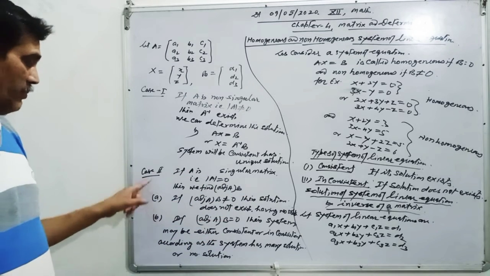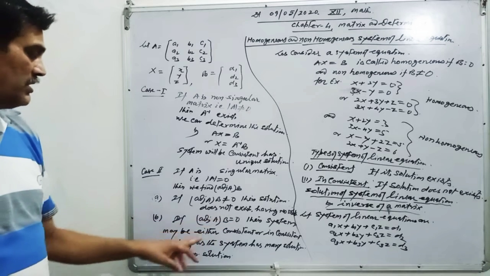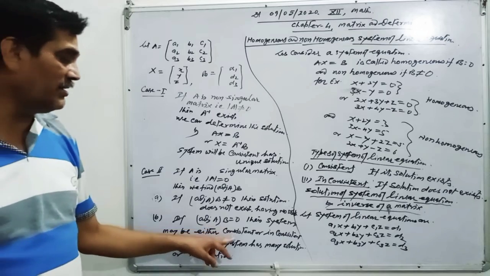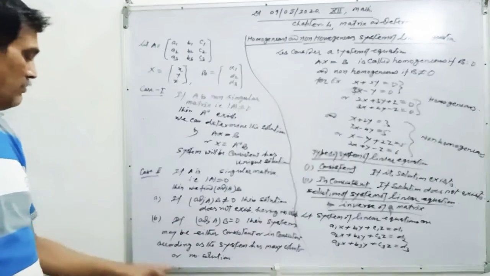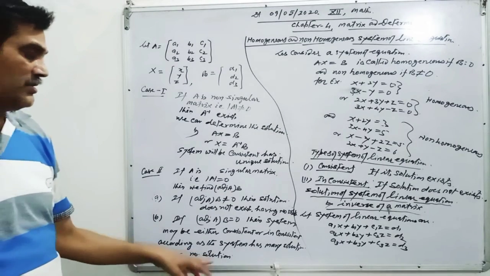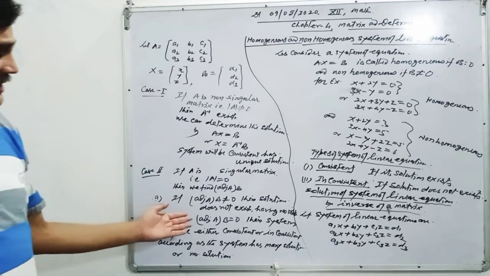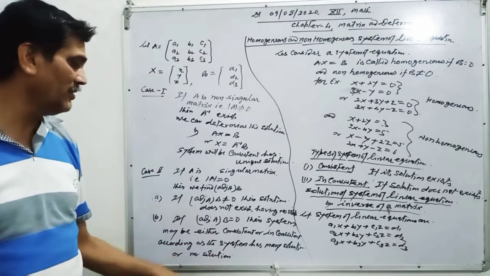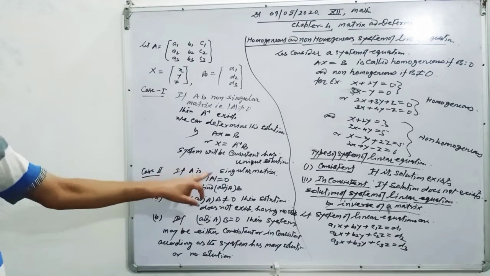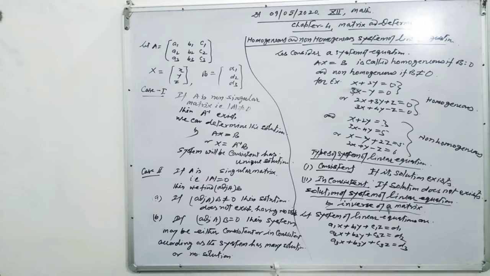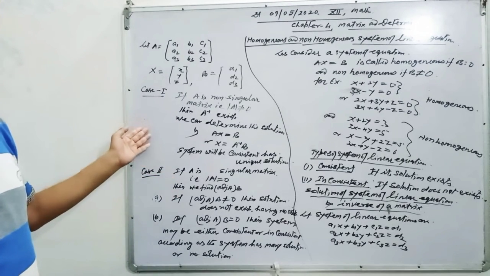Now, the second part of this case: if adjoint of A into B is equal to 0, then the system may be either consistent, meaning it may have a solution, or inconsistent, meaning it has no solution, according as the system has many solutions or no solution. So in this case, the system may be either consistent or inconsistent, if A is a singular matrix.